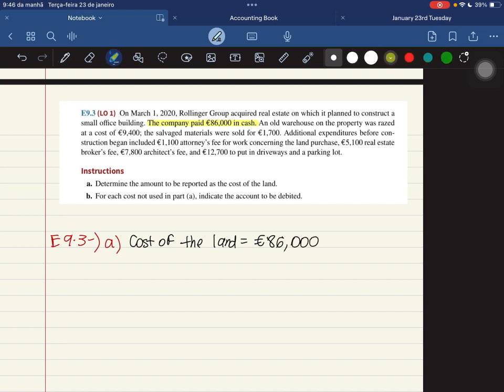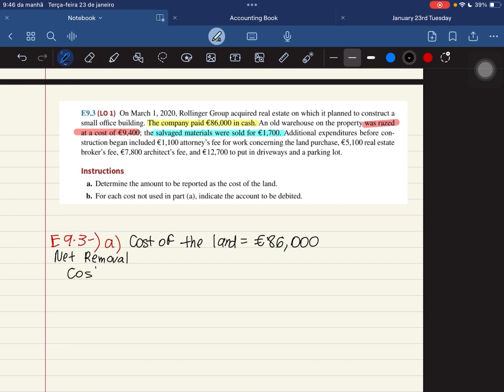Okay, next one we have: there was an old warehouse at the real estate place, and it was razed at a cost of 9,400. Okay, and we also had over here some salvage materials. Let me switch the color. Some salvage materials that were sold for 1,700. Well, we definitely have to add these, but what we need is the net removal cost.